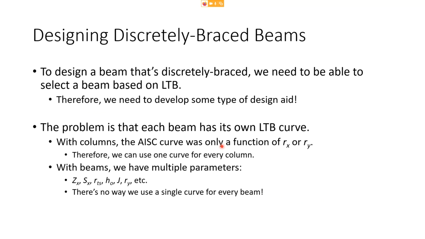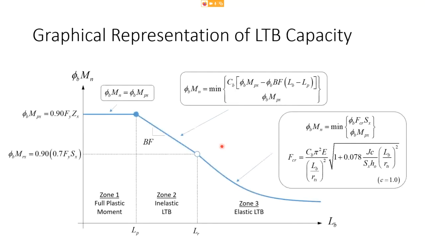Everything else about the column curve could be figured out with either Rx or Ry. So we had one curve for every column. With beams, that's not the case. This one curve here is a function of all sorts of different parameters for a given shape.